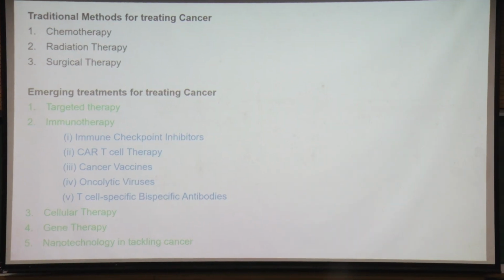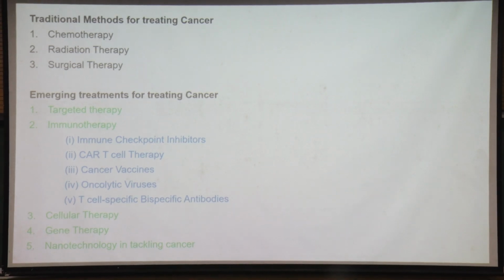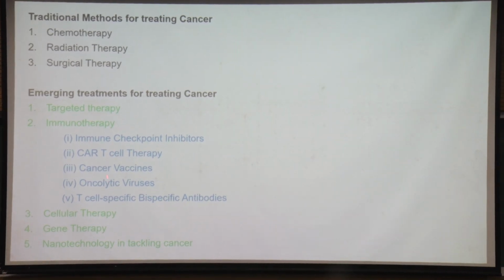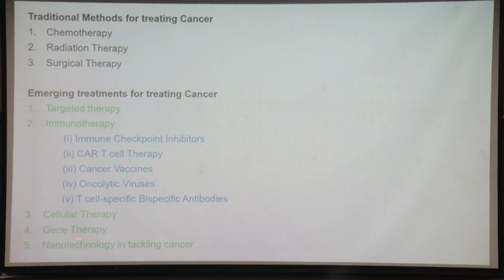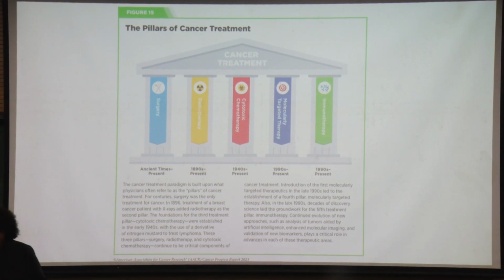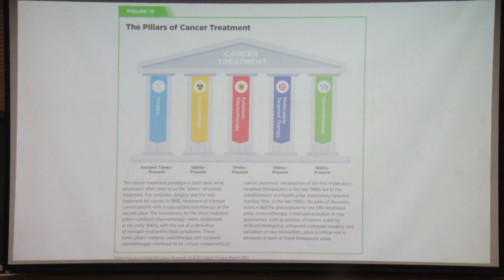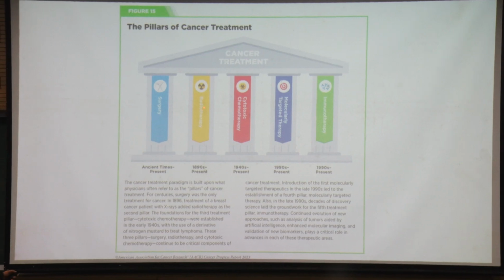So immunotherapy is becoming very popular, and there are many different kinds of immunotherapy. So these are some of the immunotherapy, gene therapy, nanotechnology, cellular therapy. We will discuss all of these things, okay? So in this figure, it tells you surgery was done in ancient times.